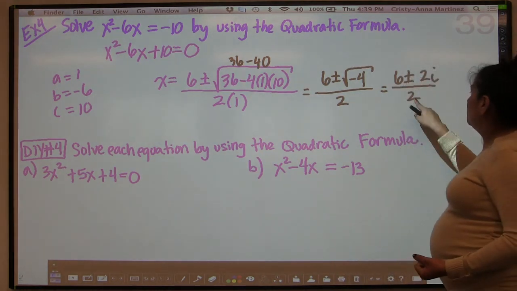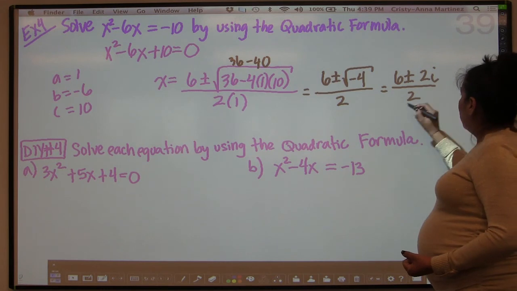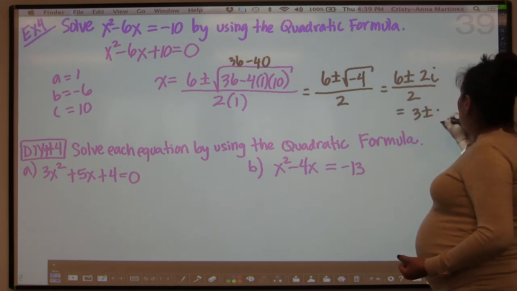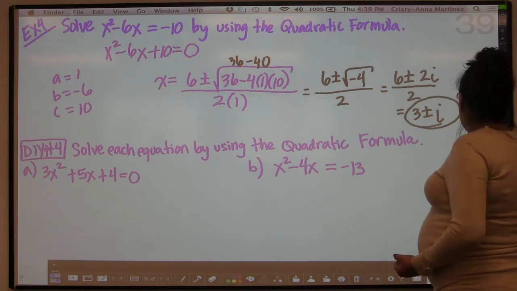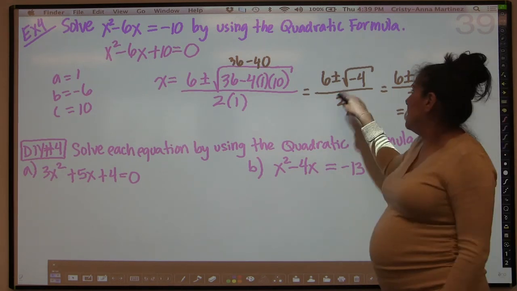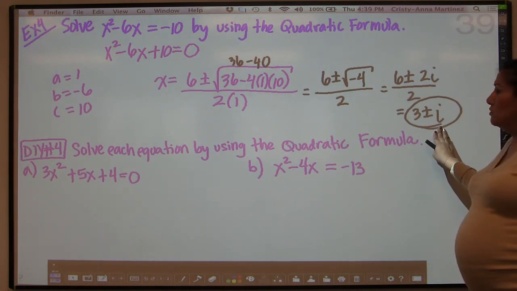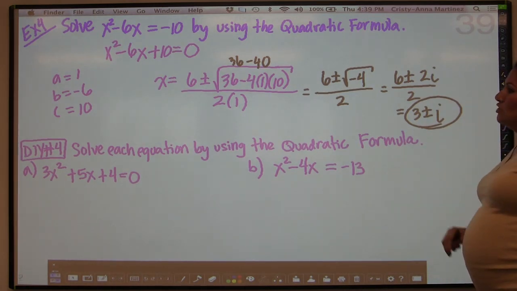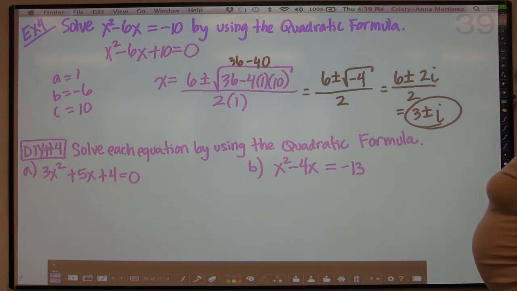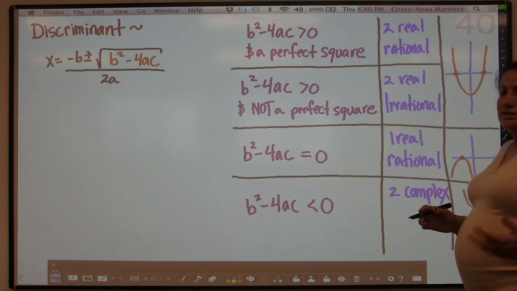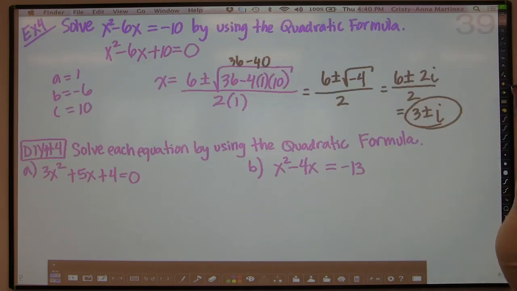And again, 2 is into both 6 and 2, so our final answer will be 6 divided by 2 is 3, and 2 divided by 2 is i. 3 plus or minus i. So in the case where you have a negative underneath the square root, that's when you have two imaginary solutions. Okay, so now I want you to try do yourself number 4, and then we're going to summarize what we've just determined with the previous examples.